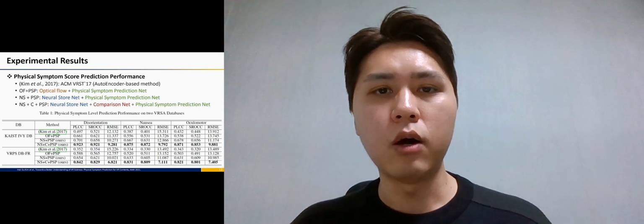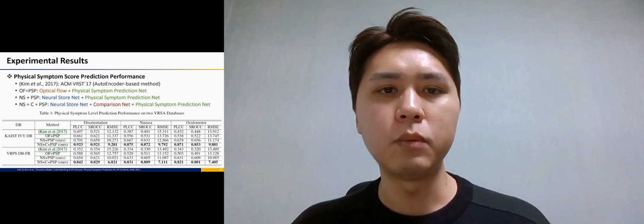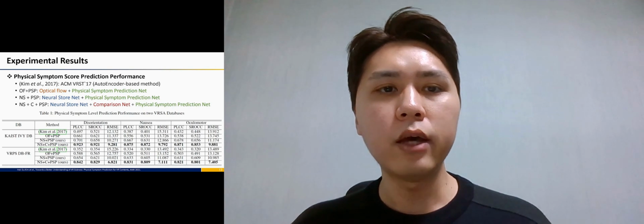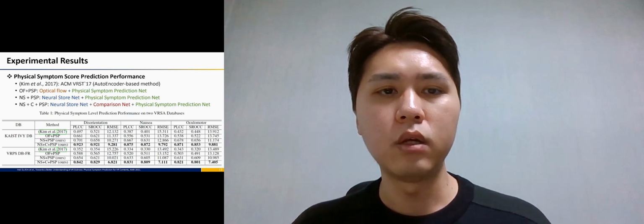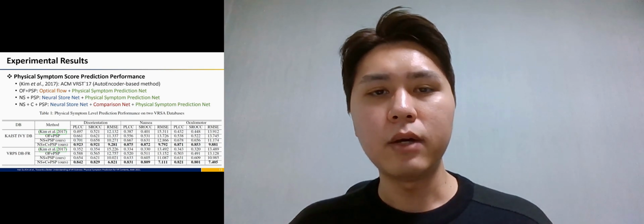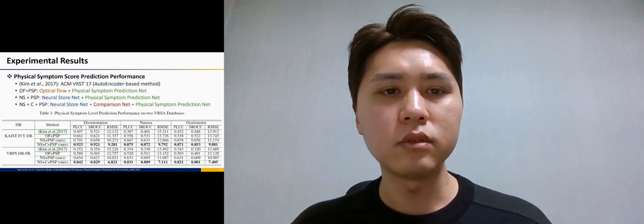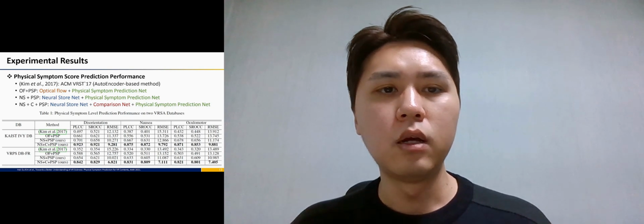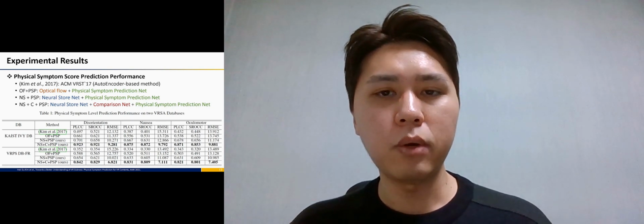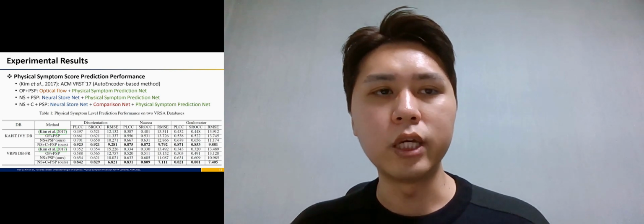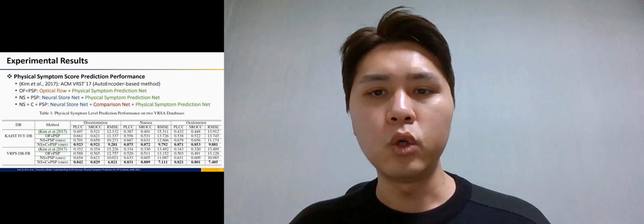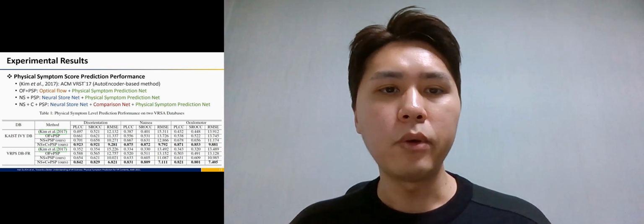For performance comparison, we compared our symptom prediction with the existing deep autoencoder-based method, optical flow plus our symptom prediction network, and only neural store network plus symptom prediction network. The optical flow map seemed to be effective for predicting disorientation scores. However, it was not good at predicting nausea or oculomotor symptoms. This is because VR content with complex motion patterns or rapid acceleration can lead to inaccurate motion estimation. Then, the inaccurate optical flow information can interfere with the physical symptom score prediction. Compared to all of them, our model outperformed.